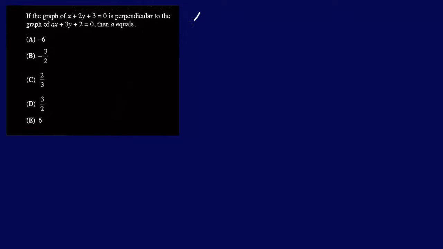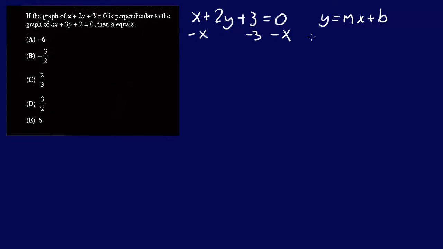The first equation says that x plus 2y plus 3 is equal to 0. Now this is a linear equation, but it's not in the form that you're probably accustomed to seeing, and that form is y equals mx plus b, slope-intercept form. So let's make this first equation look like that form by getting y by itself. We're going to subtract x off both sides, and then subtract 3 off both sides.